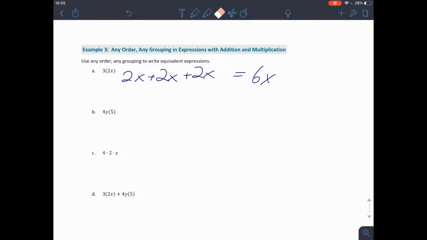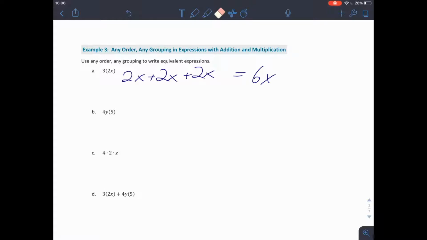When we try to simplify an expression that has multiplication, it is very easy to just rewrite it by multiplying any coefficients of our variables. So for example, if I have 3 times 2x, that is the same as saying I have 2x added to itself 3 times. Using what we already know about combining like terms, we would add our coefficients to see that there are 6 x's total here.